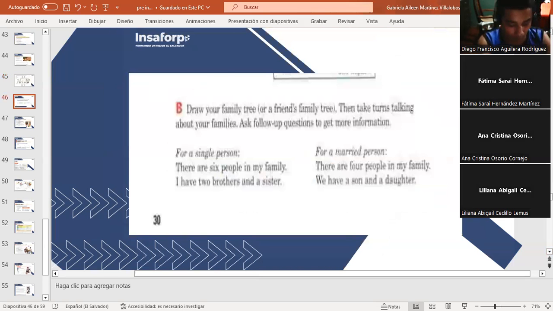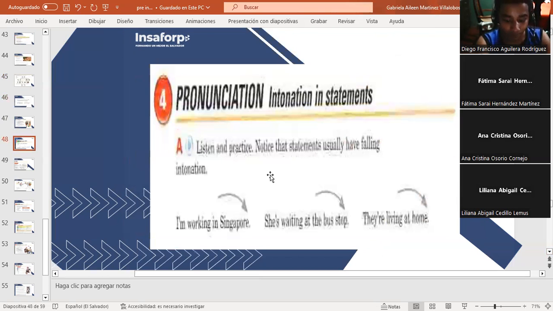Another activity. This is a pronunciation activity. Okay, and this is about intonation. Now listen to me. I'm working in Singapore. She's waiting at the bus stop. They're living at home. Okay, at the end of the sentence, my voice goes down. Okay, falling intonation. I'm working in Singapore. She's waiting at the bus stop. They're living at home. Got it? I got it.